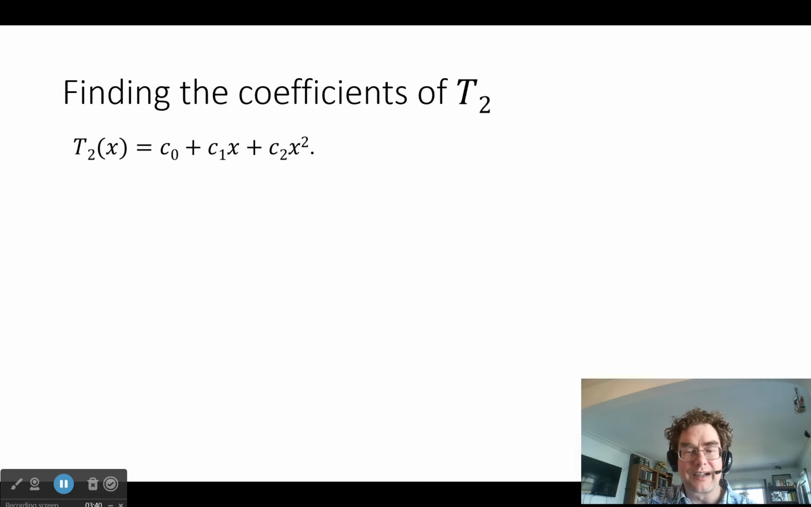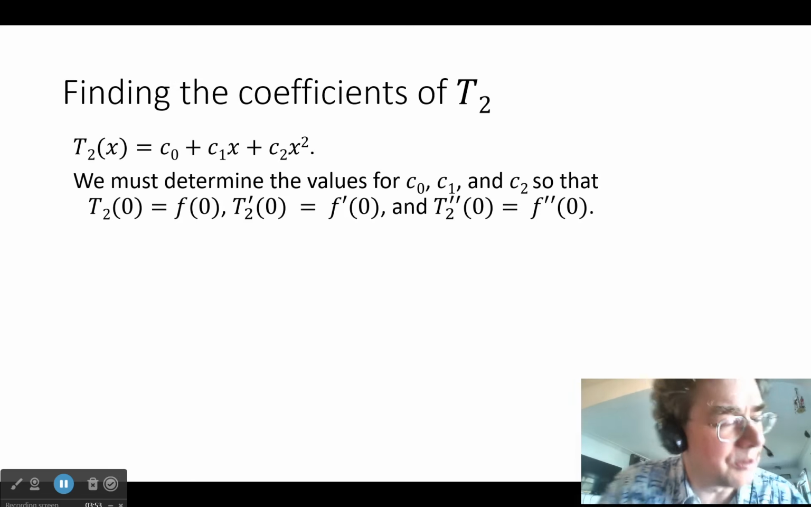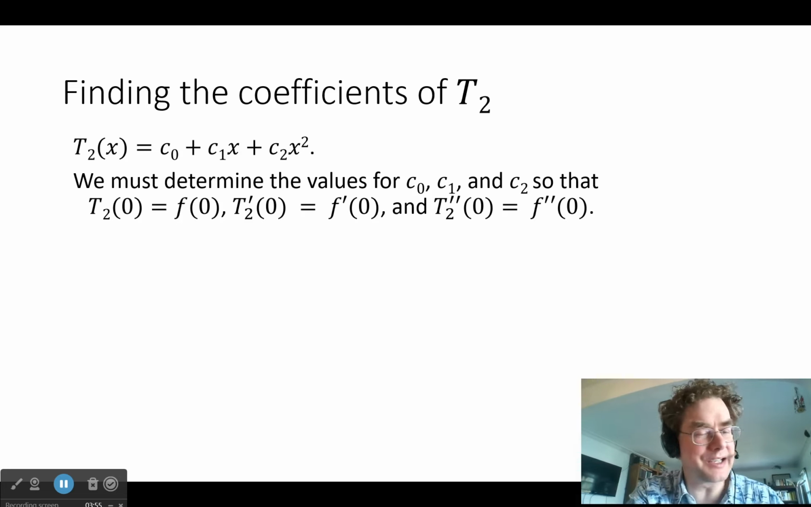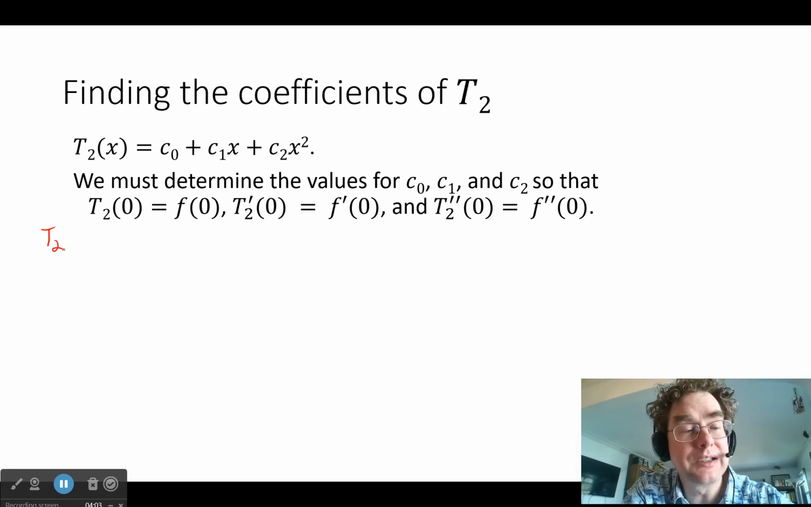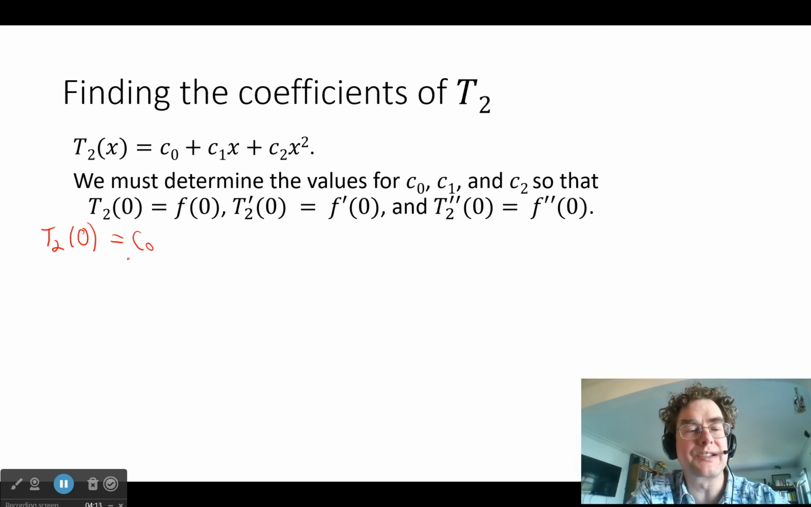Okay, so there again is our form. The whole idea is that we want to keep the value and the first derivative matching and get the second derivative to match as well. So let's crank out some computations. For T2 of 0, if we put 0 into our general expression for T2, the last two terms go away. That's just going to be c0. So T2 of 0 is c0.